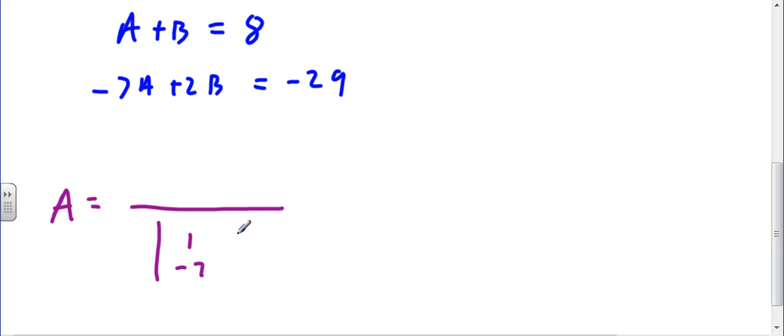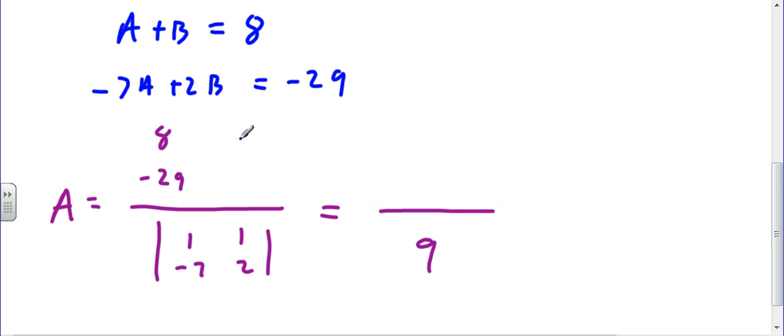1, minus 7, 1, 2. So on the bottom I have 2 minus a minus 7, which makes it a 9. So I got a 9 on the bottom. On top, 8, minus 29, 1, 2. So 16 plus 29 is 45. 45 divided by 9, A is a 5.